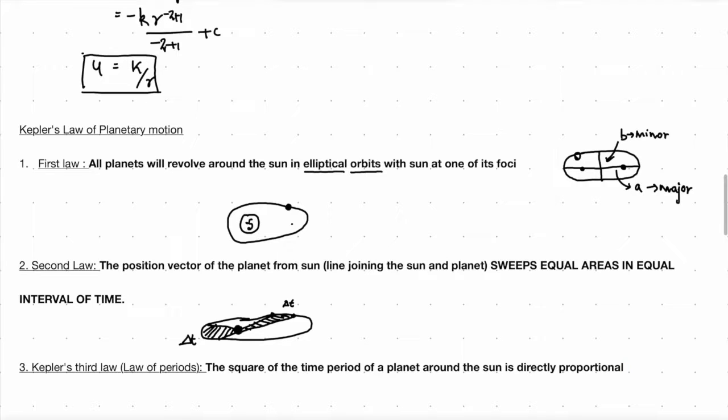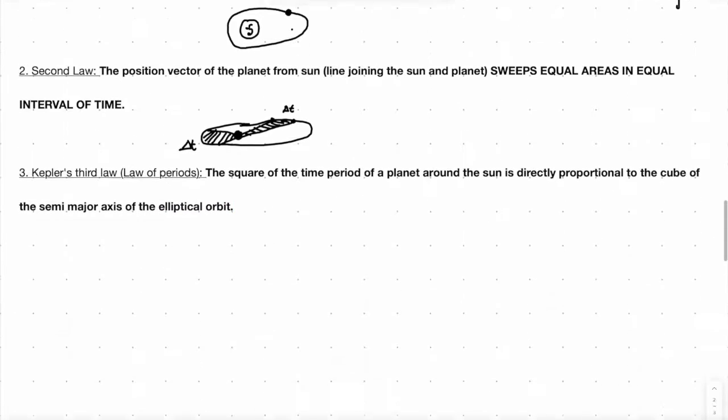The square of the time period of the planet is directly proportional to the cube of the semi-major axis of the elliptical orbit. So this is my third law.